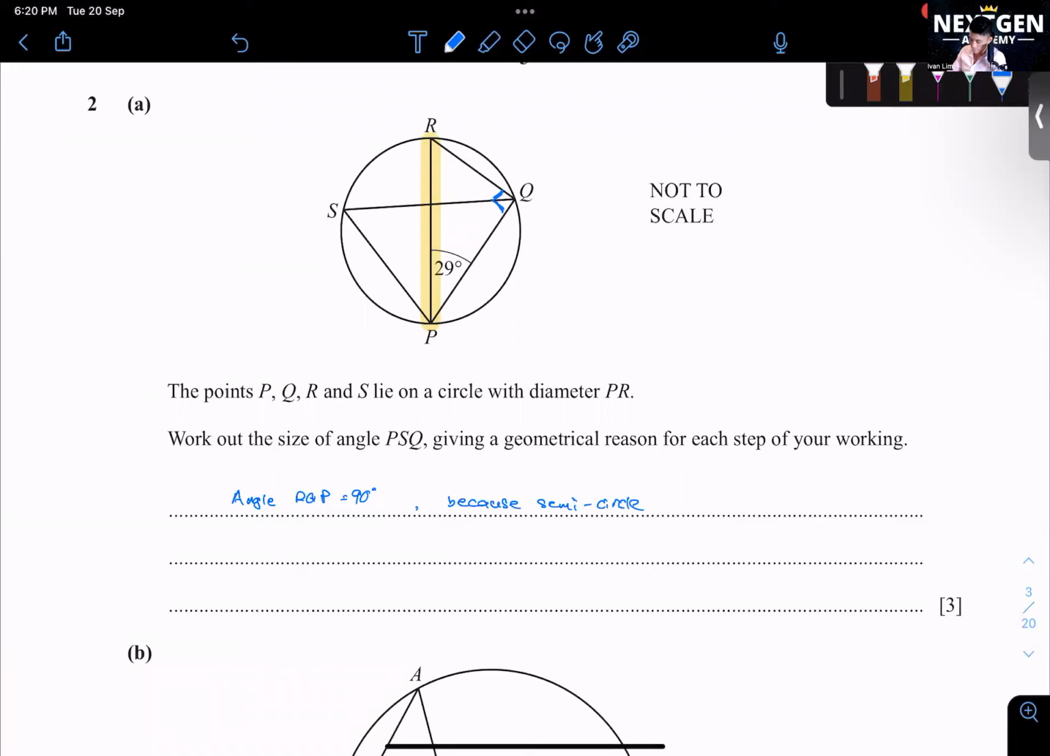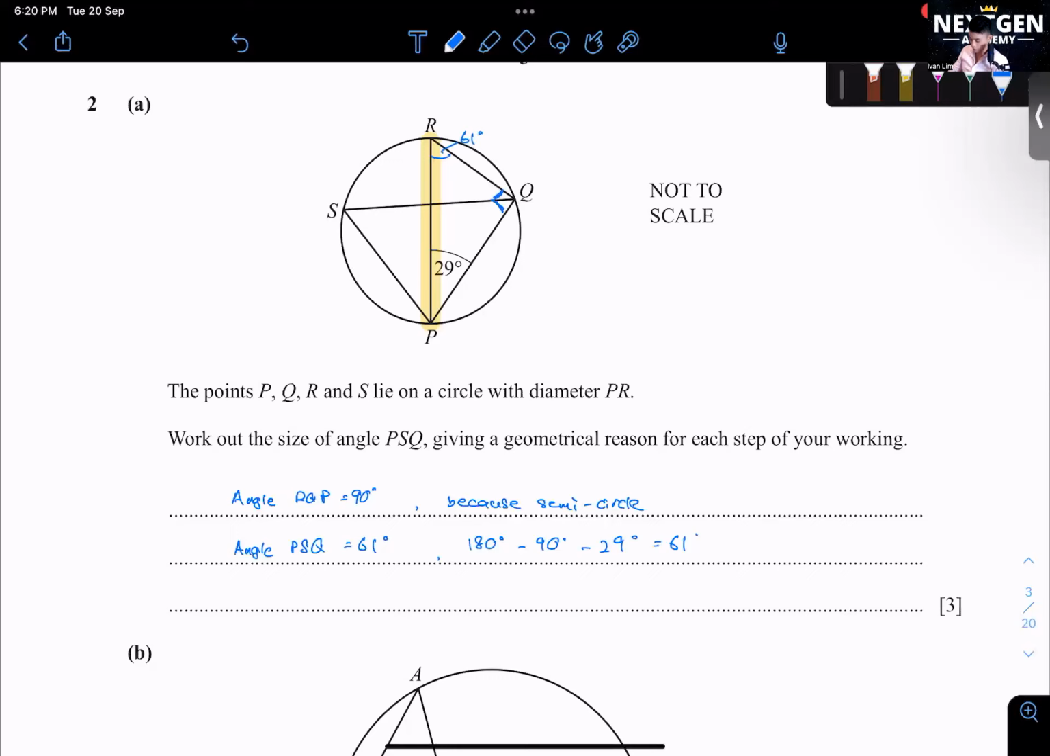Then the next one, angle PSQ. What do you know? What else? You should calculate it. So over here, 90 plus 29, then 180 minus that one, then you know that over here is 61 degrees, right? So you can do out the working if you want. Angle PSQ equals 61 degrees. Why? You can write 180 degrees minus 90 degrees minus 29 degrees, which equals 61 degrees.